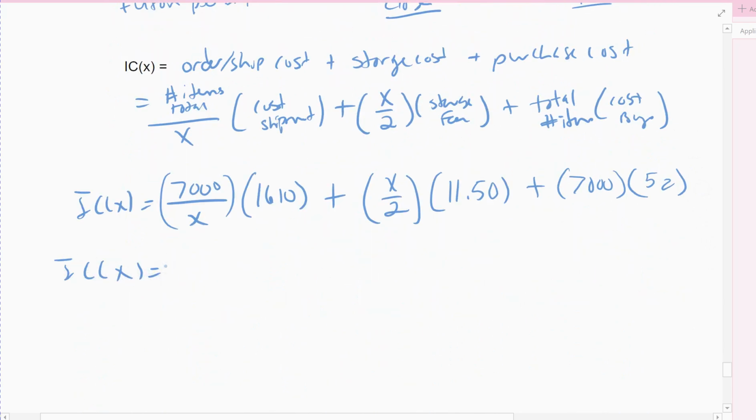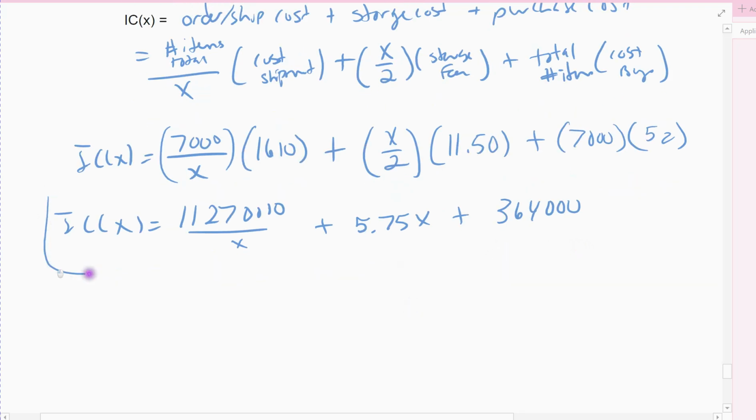The first number is always going to be a really big number, so 7,000 times my 1,610 comes out to 1, 2, 7, and 4 zeros. This should be a much smaller number, and it comes to 5.75x, and then the last number is usually fairly large as well. The storage fee is usually the cheapest. Purchasing and ordering are usually more expensive.